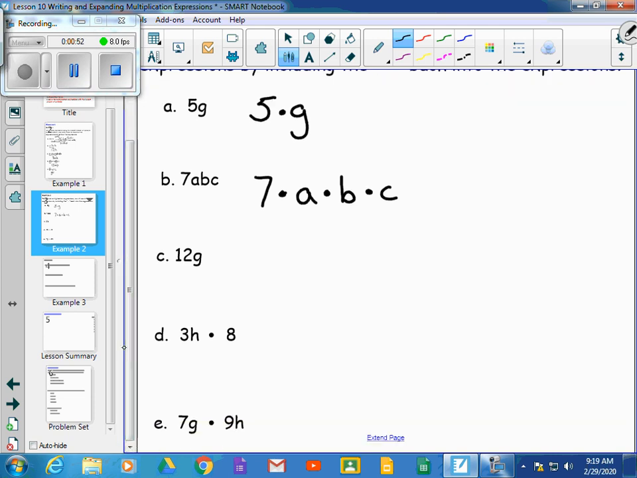Now, letter C, we can have 12 as a factor and G as a factor, but if we break it apart even more, we can split that 12 up into prime factors. We could say that 2 times 2 times 3 gives us 12, and then multiply that by G. So we can expand it out to 2 times 2 times 3 times G.